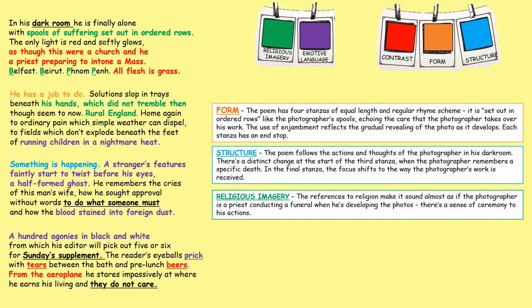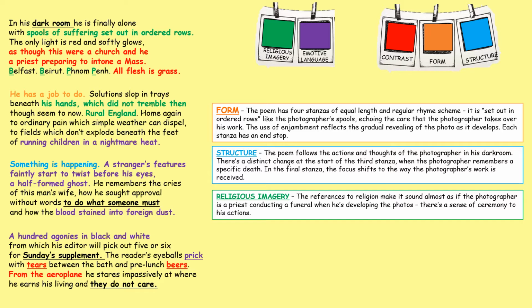So he's talking about a very specific death of a man, and then at the end he starts to talk about the fact that yes, people will be upset, but only for a small amount of time, and therefore it's not necessarily making a difference. Then we have religious imagery in green.